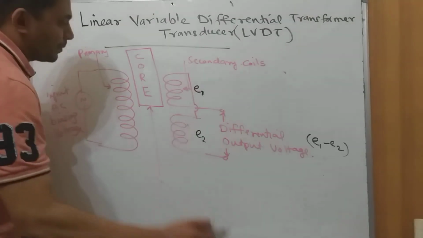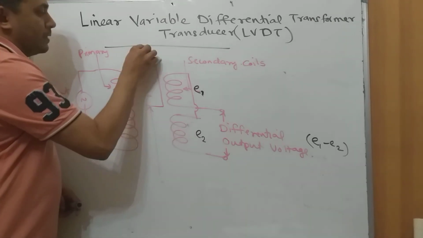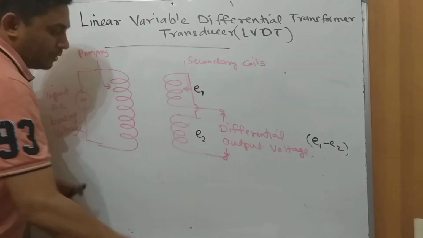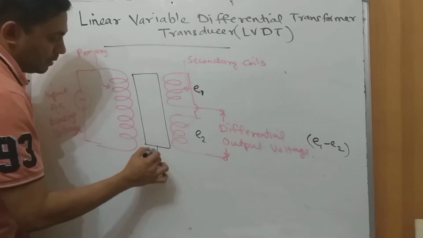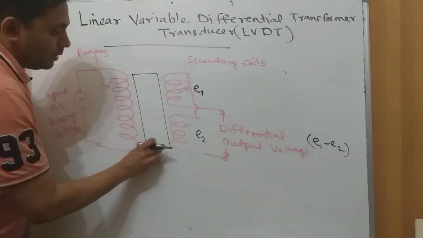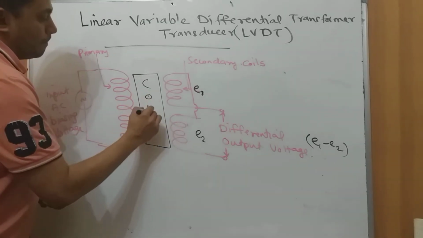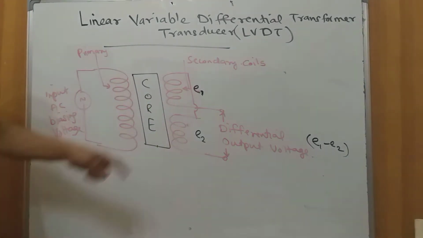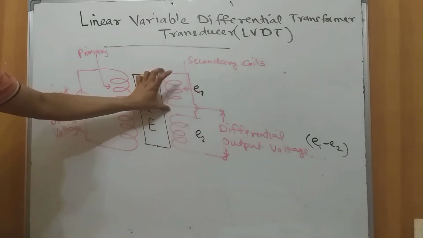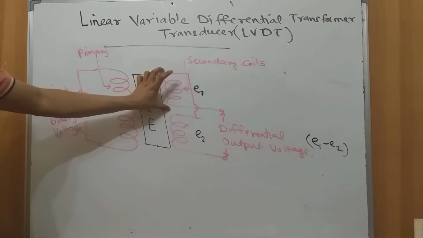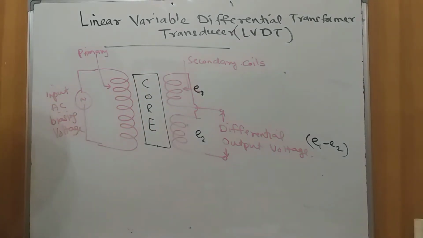On the other hand, if this particular core is exactly in the middle of the coil, so that it covers exactly the upper part of the secondary coil and the lower part of the secondary coil.